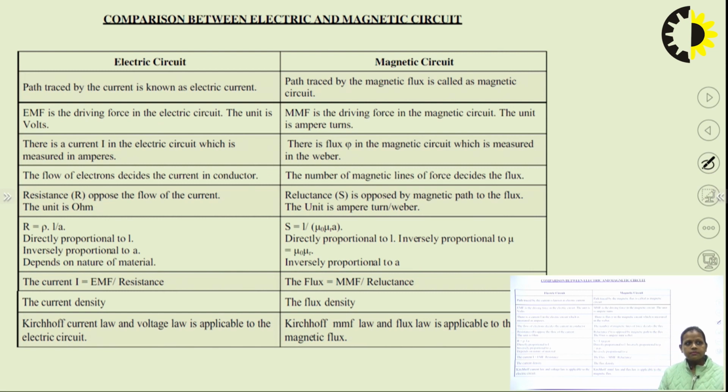Now, we have some comparison between the electric and the magnetic circuit, the analogy between them. In an electrical circuit, the path traced by the current is called the electric circuit, right. And in a magnetic circuit, it is the path traced by the magnetic flux. It is called the magnetic circuit.